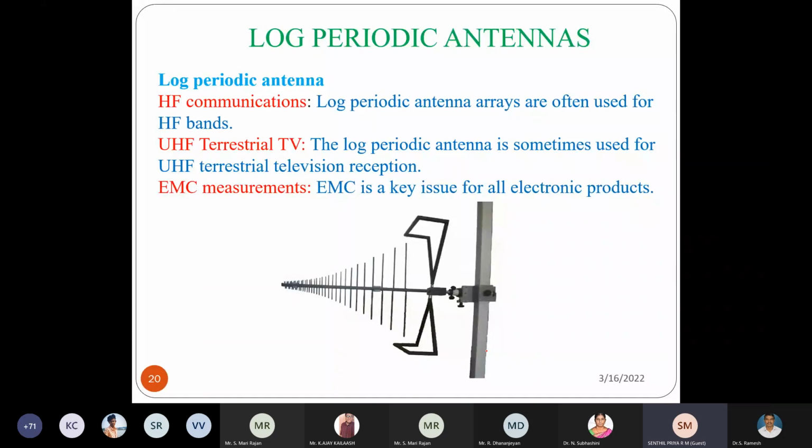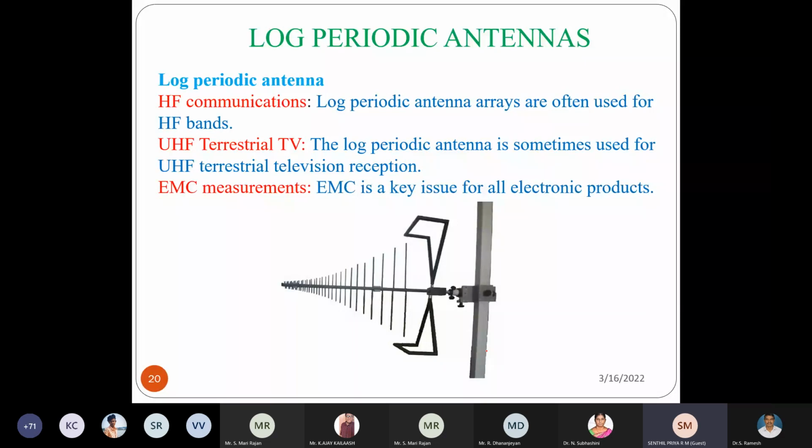Here we are going for high frequency communications, again ultra high frequency. Then EMC, that is electromagnetic compatibility. Interference in wireless communication is a disadvantage, right? Once I'm talking on a mobile phone on my terrace, if a flight is crossing, I can feel the signal is not there for a few seconds. If you are in Chennai, near Guindy or Meenambakkam or Saidapet, speaking on a phone while a flight is crossing, you can see the signal blocking.